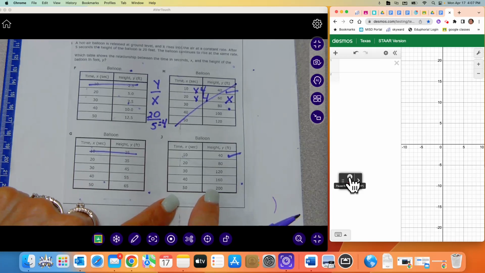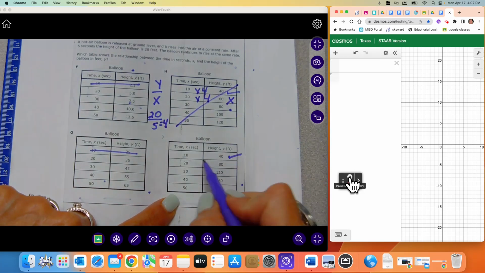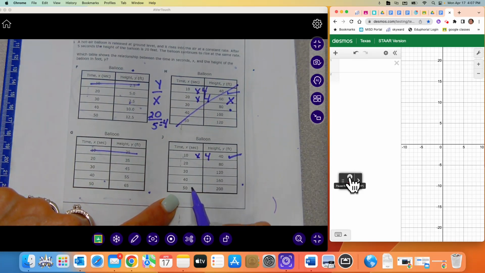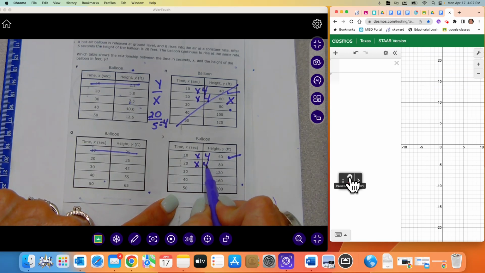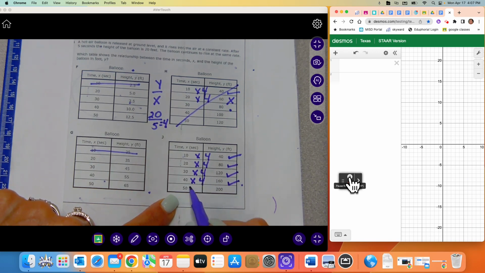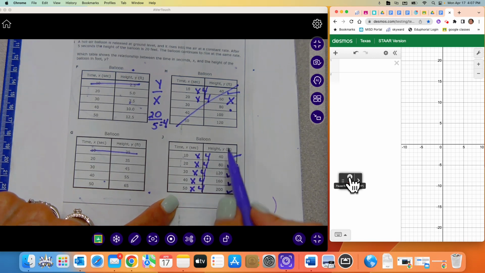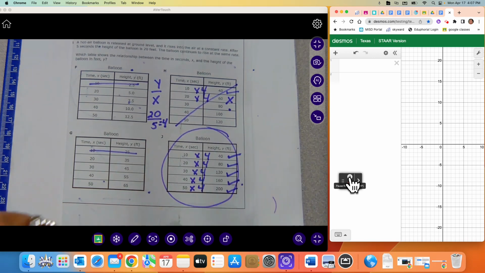We're not just going to assume it works for this one. We're going to try it. 10 times 4 is 40. That checks out. 20 times 4 is 80. 30 times 4 is 120. 40 times 4 is 160. 50 times 4 is 200. So that one matches. So that would be our answer.